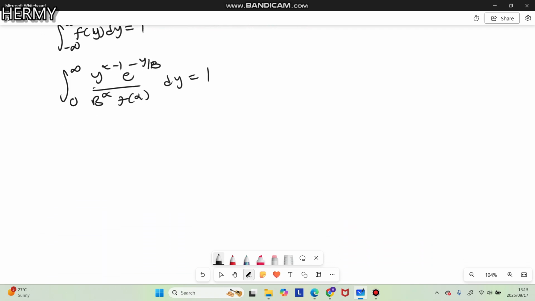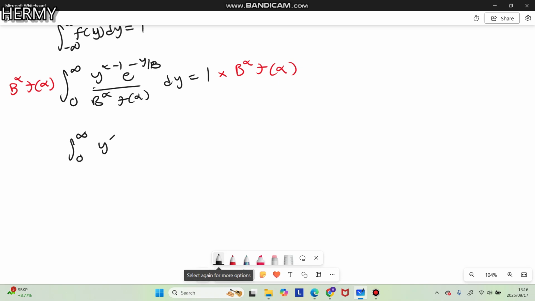Then what are we going to do? We're just going to multiply by this constant. This is the constant, you can pull it out. So on this side and this side, we're going to multiply by beta to the alpha, gamma of alpha. Then we'll be left with the integral from 0 to infinity of y to the power alpha minus 1, e to the power negative y over beta dy, equals beta to the alpha, gamma of alpha.